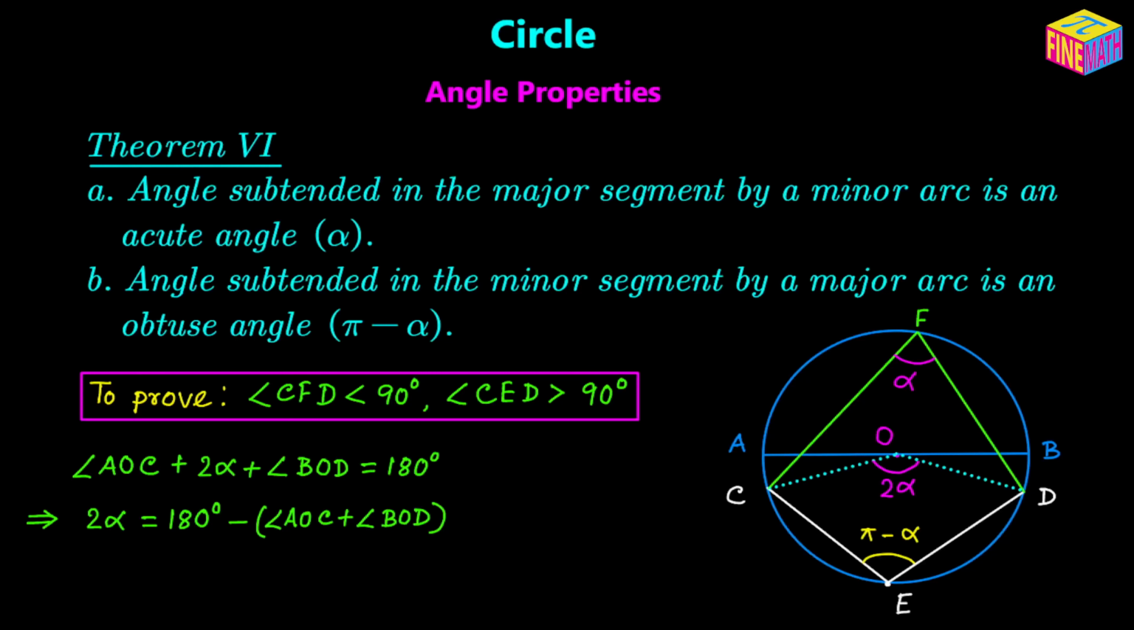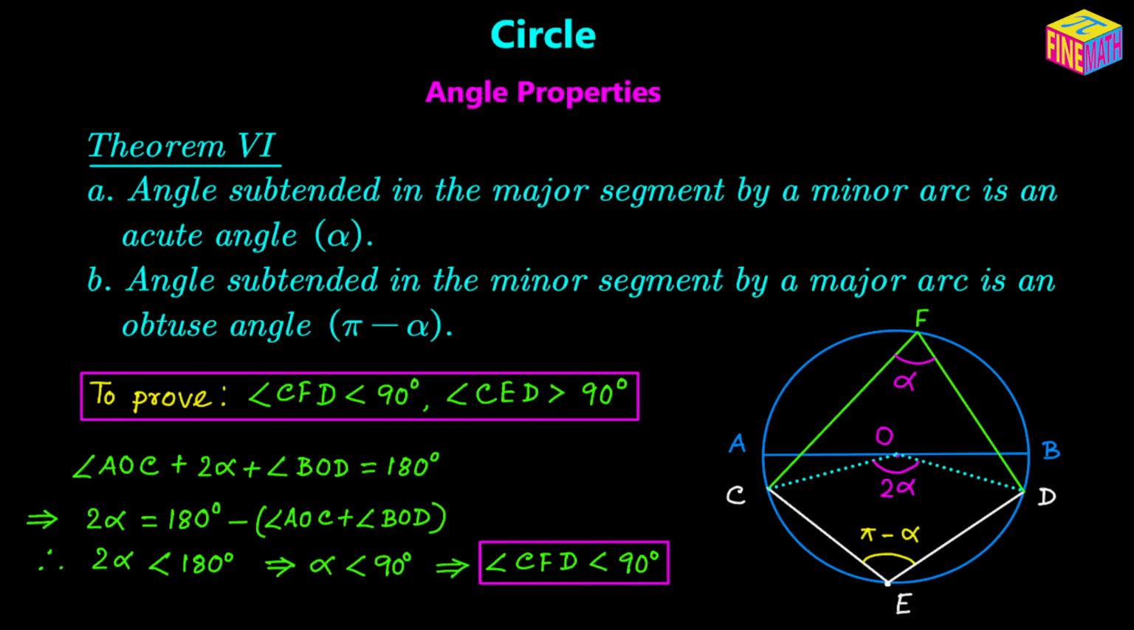And since 2 times alpha is 180 degrees minus some other angle, definitely 2 times alpha is less than 180 degrees. Now we have an inequality, and if we divide both sides by a positive 2, we will get alpha less than 90 degrees. That means angle CFD is less than 90 degrees, which is an acute angle. Any angle less than 90 degrees is called an acute angle. So we have been able to prove that angle CFD is an acute angle. So the first part of the theorem has been proved now.